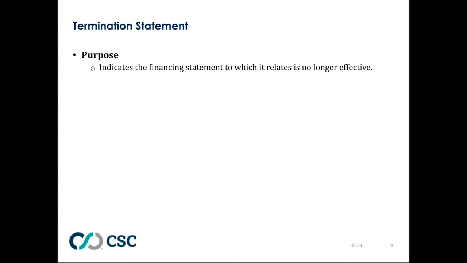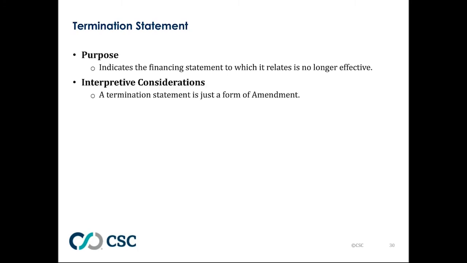The purpose of a termination statement is to indicate that the financing statement to which it relates is no longer effective. Some interpretive considerations for a termination statement. One, a termination statement is just a form of amendment. That's how the filing office treats it. When a termination comes in, they index it so it can be retrieved with the record.